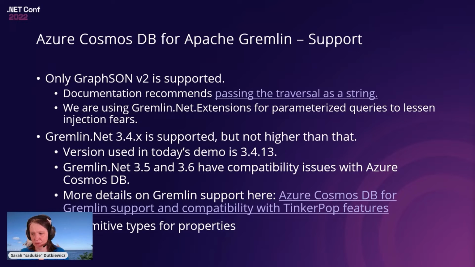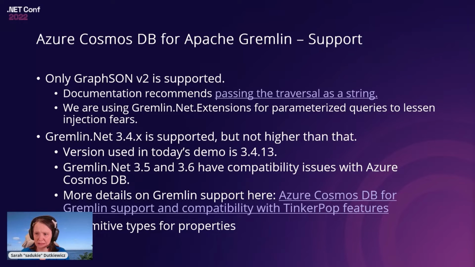I will show you what the strings look like, but when I was writing this code a long time ago, I saw the string and I would always cringe, like, oh, it's like SQL strings and SQL injection attacks. You don't want to do that. Thankfully, we'll be using Gremlin.NET.Extensions, which allows us to use parameterized queries, so we can lessen those injection fears a little bit. With Gremlin.NET and Azure Cosmos DB for Apache Gremlin, we have to use the 3.4.x line, so today we'll use 3.4.13. Gremlin.NET 3.5 and 3.6 have compatibility issues, so just be aware of that.